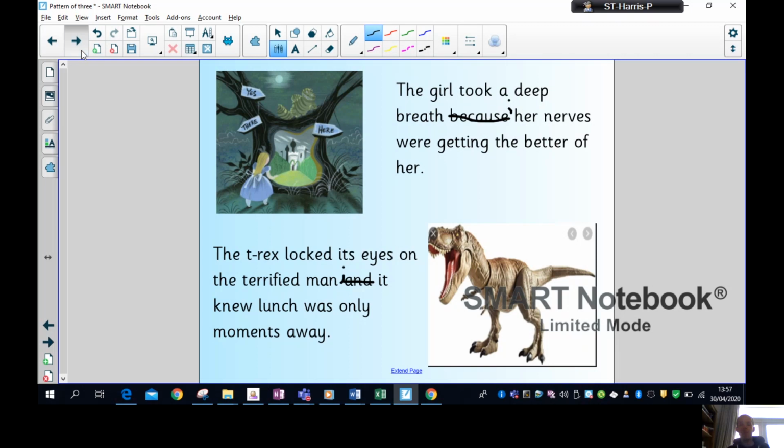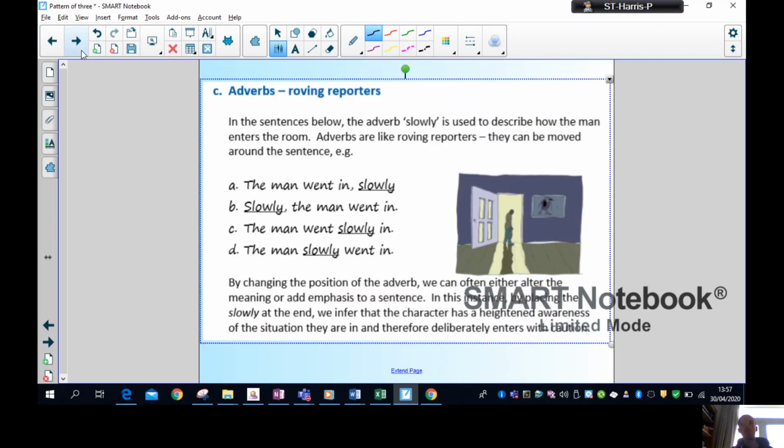Okay, and the final thing that the author has used in that passage is adverbs. So something that adds to the verb. It can be very, very powerful. It tells you how something's done. In the sentences used below, they use "slowly". Now, what's interesting about adverbs is they can move almost anywhere in the sentence. So we can see the man went in slowly. Slowly, the man went in, or the man slowly went in.